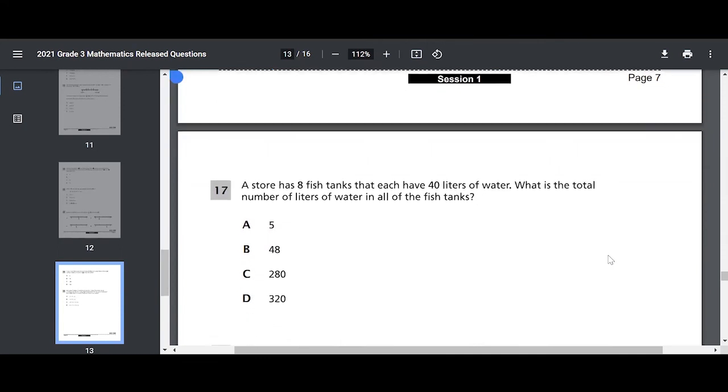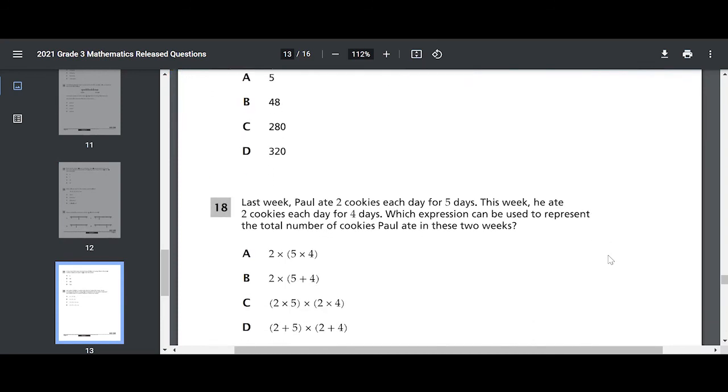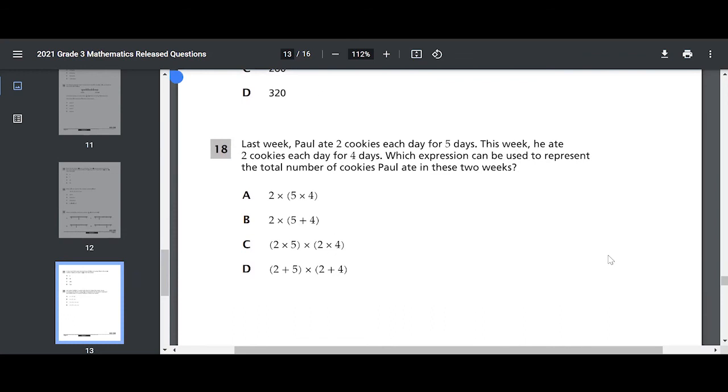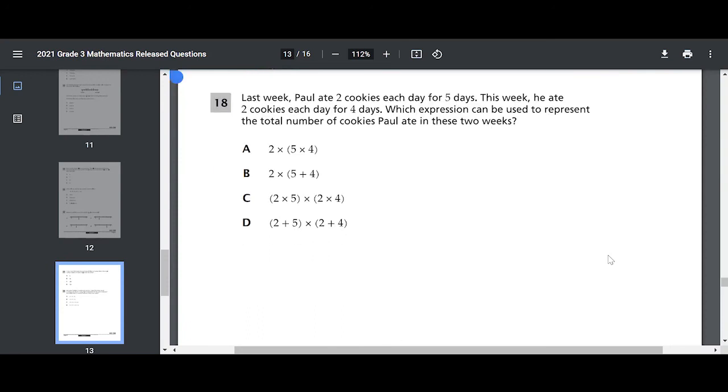A store has 8 fish tanks that each have 40 liters of water. What is the total number of liters of water in all of the fish tanks? Last week, Paul ate 2 cookies each day for 5 days. This week, he ate 2 cookies each day for 4 days. Which expression can be used to represent the total number of cookies Paul ate in these 2 weeks?